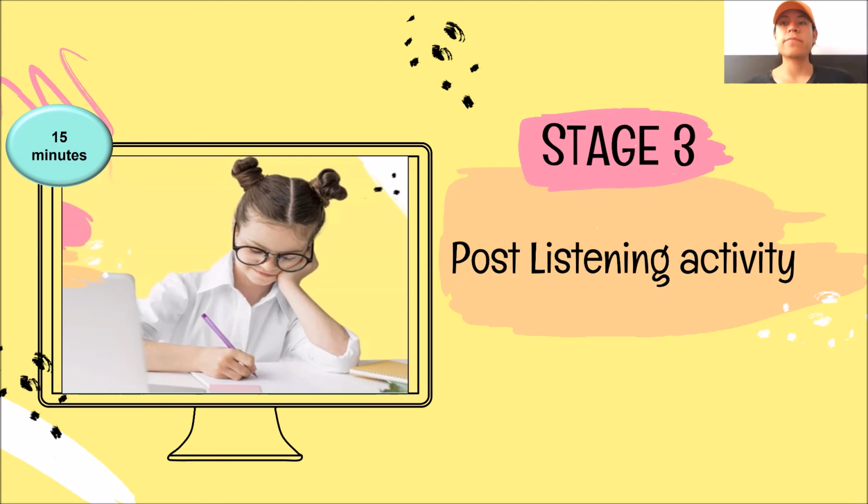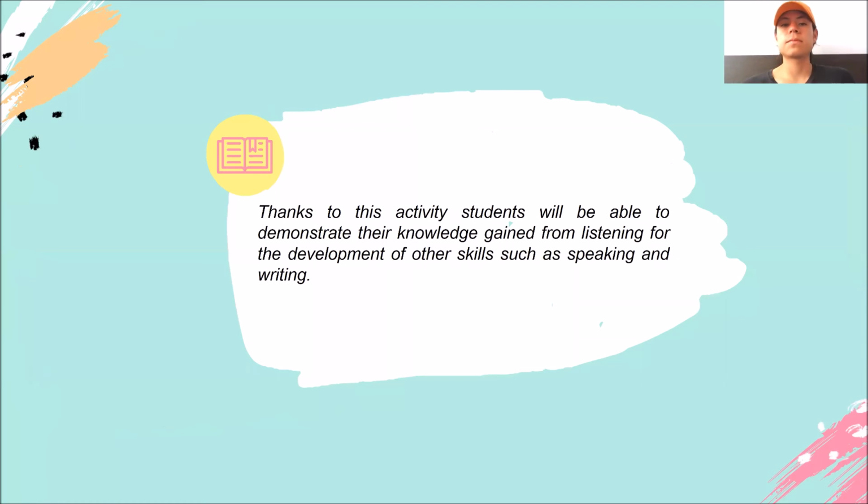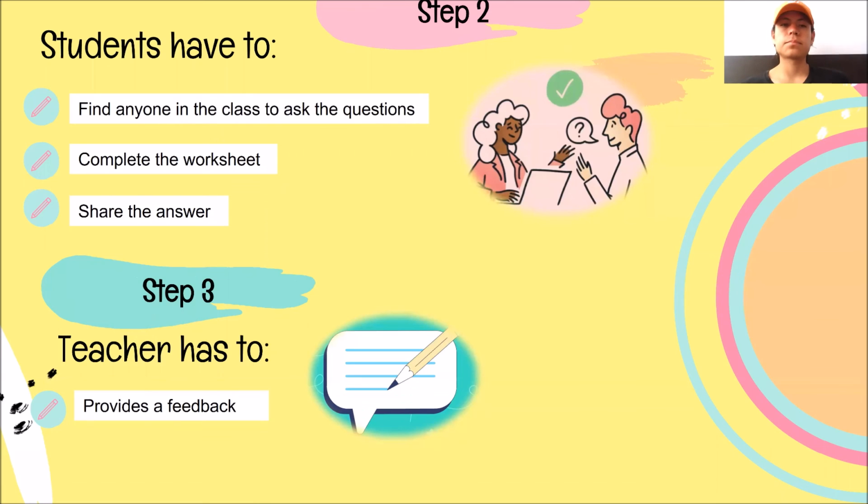Okay, in stage number 3, we have the post-listening activity. For this activity, we have 15 minutes. Okay, in step 1, we have an activity that is Find Someone Who, and you can see here the worksheet. Here, we have to know how the topic relates to their own lives, and finally give opinions. Thanks to this activity, the students will be able to demonstrate their knowledge gained from the listening for the development of other skills such as speaking and writing.